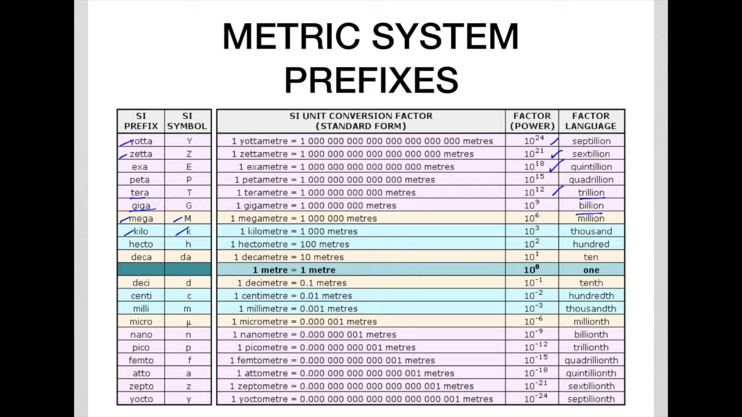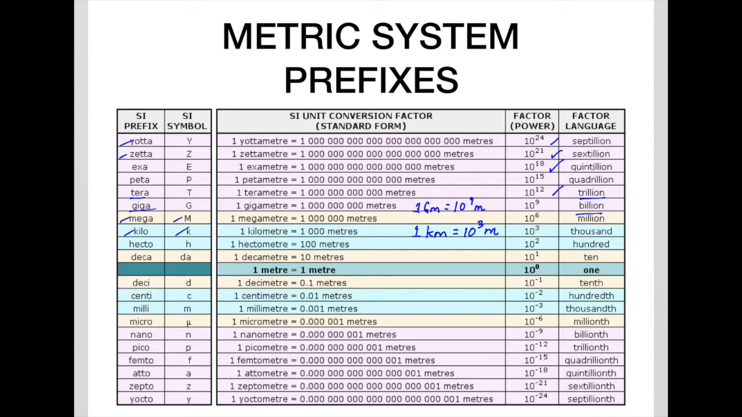That's why, let's say for example, we have 1 gigameter. We could express it as 1 gigameter is equal to 10 raised to 9 meter. Another thing, we have here 1 kilometer. We can say that is equivalent to 10 raised to 3 meter.